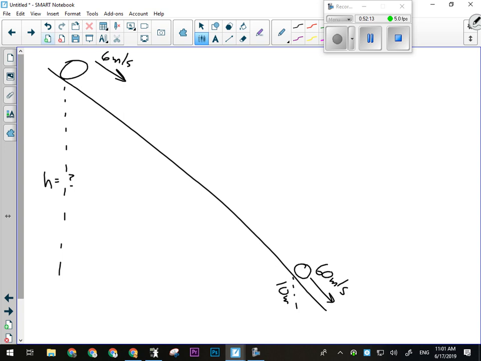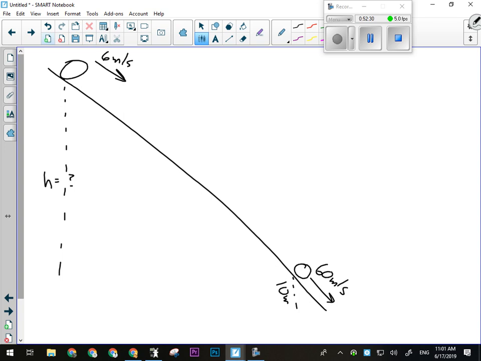Okay, so law of conservation of energy problem. This ball is rolling down this ramp. It's a really long ramp, I think. So it's going 60 meters per second when it's 10 meters above the ground, and we're looking for its initial height when initially it was moving at 6 meters per second.